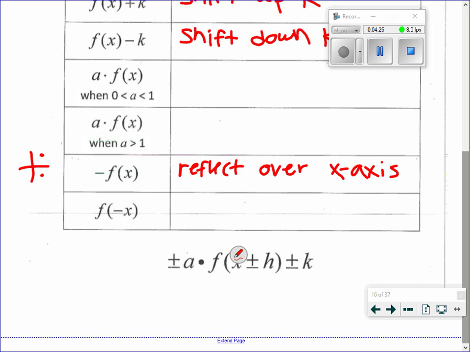And then, how did the graph change when a negative was placed in front of the x inside the parentheses? Anybody notice any changes there? What did you notice, Nick? It flips over the y. Good, so reflecting over the y-axis here.